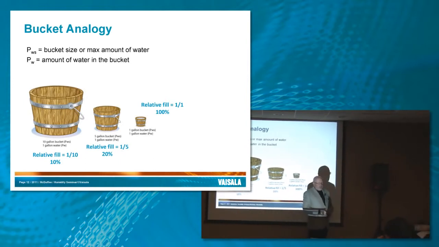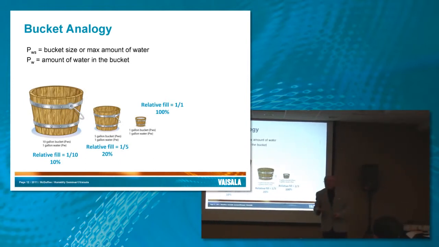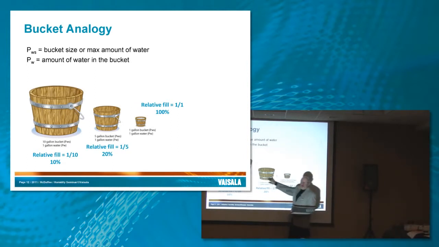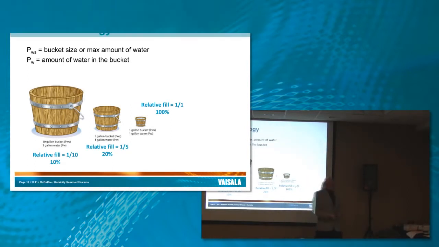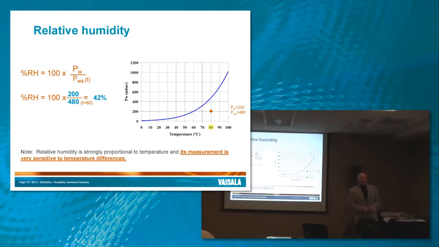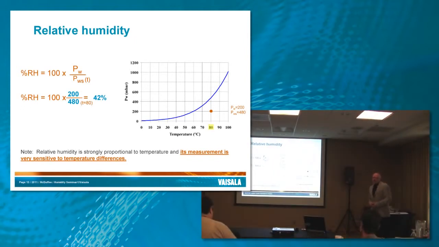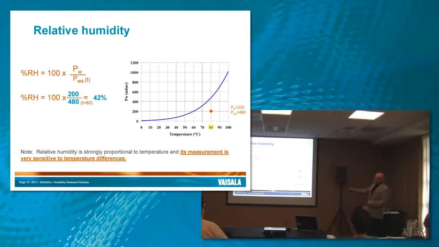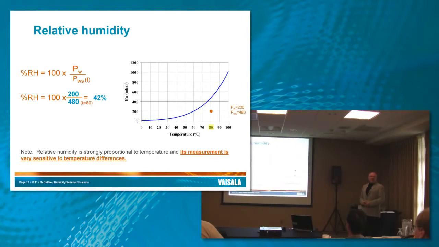And we'll see here in a couple of slides that relative humidity goes down as you increase the temperature. So in this case, PWS changes as you change the temperature, and so the relative amount of fill changes. Mathematically, it's just a ratio, PW divided by PWS. So in this case, PWS was like our bucket size, and PW would be the amount of water.